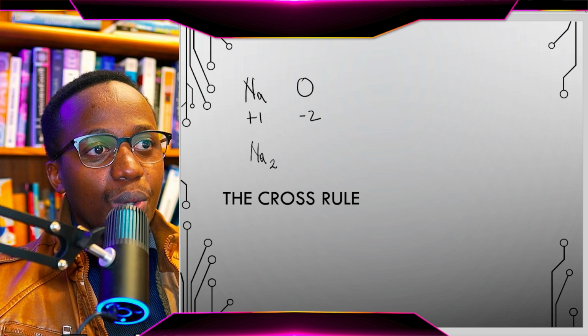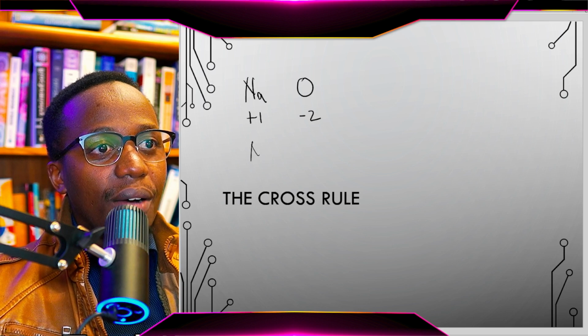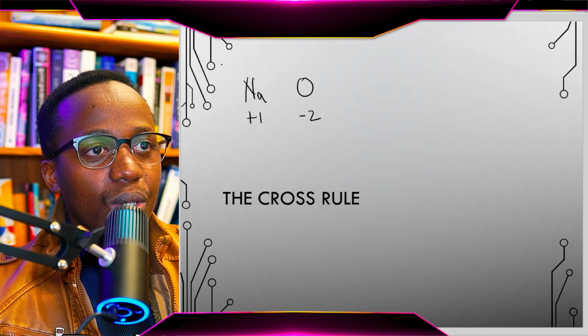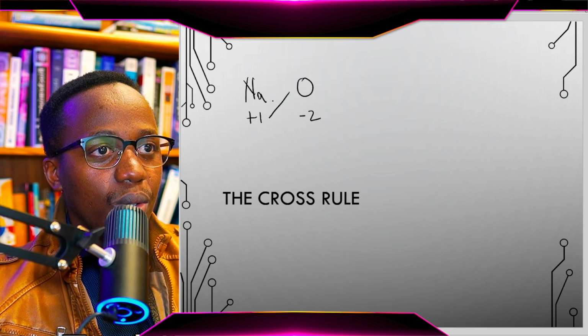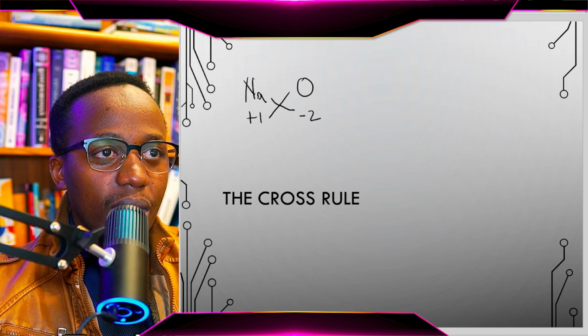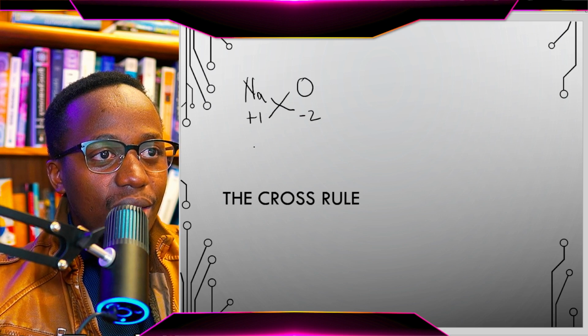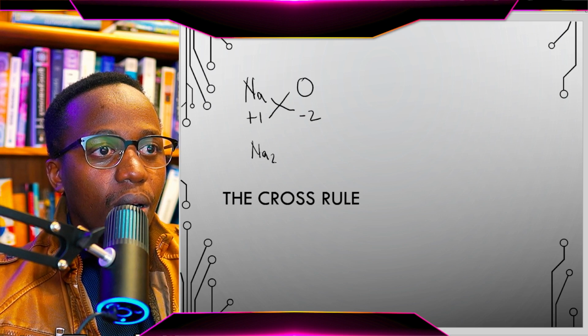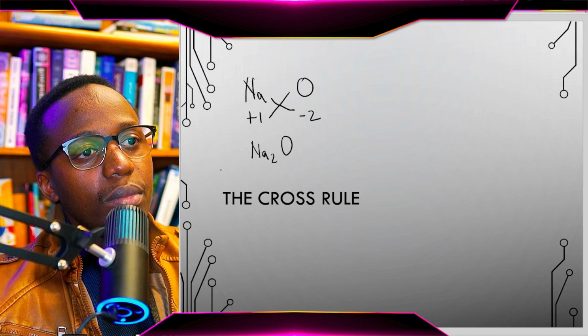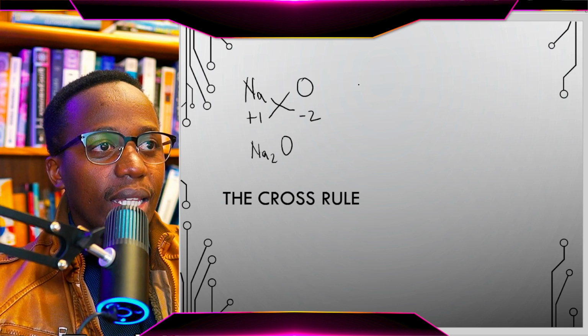All right. So is that hard? Then I'm going to show you the cross rule. The cross rule, after you have the charges, is even easier than that. You're just going to make a cross between these two. And that means that Na gets 2, oxygen gets 1. All right, let's do another example.